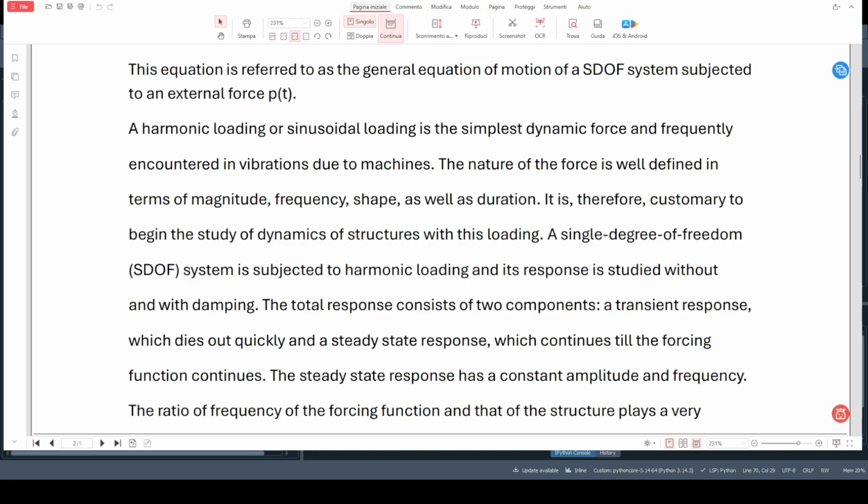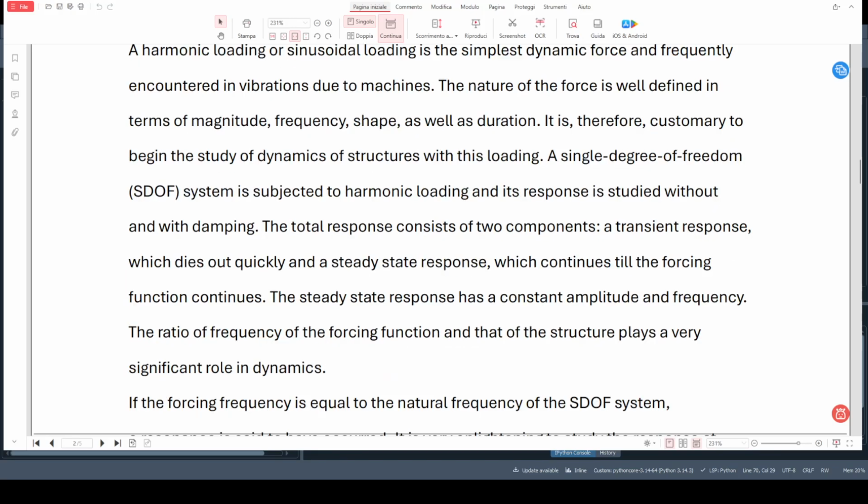A single degree of freedom system is subject to harmonic load. Its response is studied without and with the damping force. Now we study without damping force. The total response consists of two components: a transient response, which dies out quickly, and a steady state response, which continues as long as the forcing function continues.